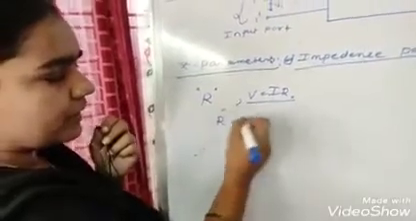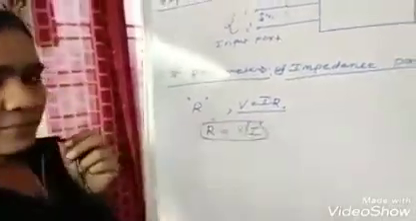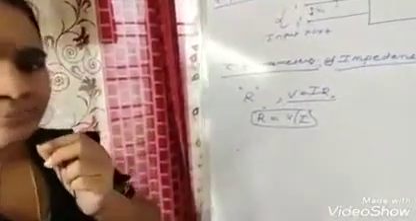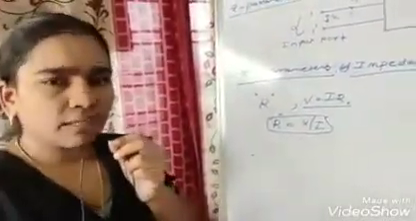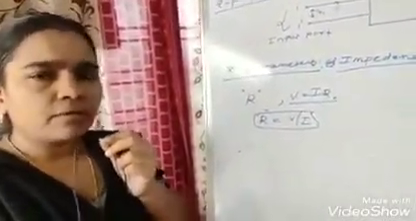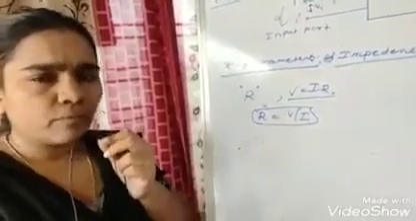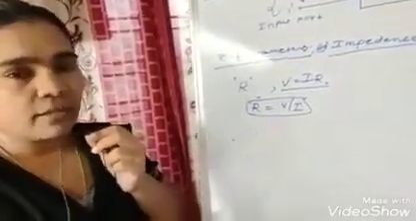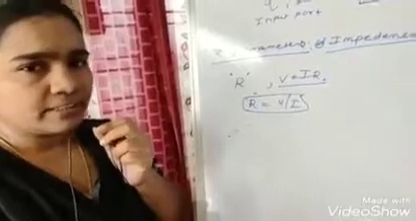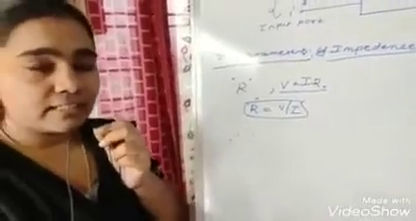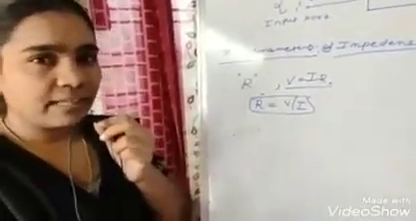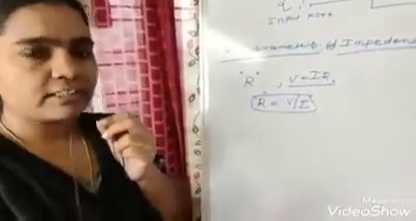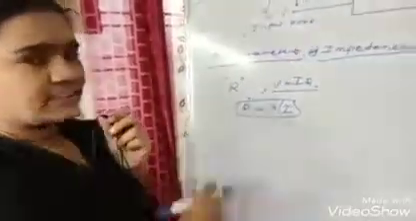R is equal to V by I. This is the resistance formula. By definition, resistance is the opposing of the flow of current. It is a one-character, one-property quantity that opposes the flow of current, so this is called resistance. That resistance is used in DC current, direct current. If you take DC current, we use this resistance.